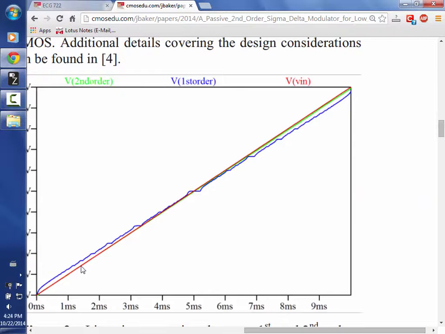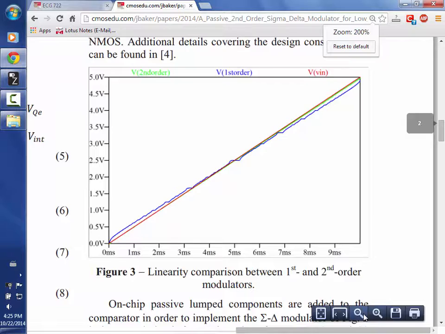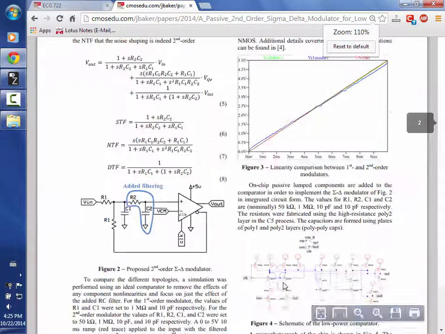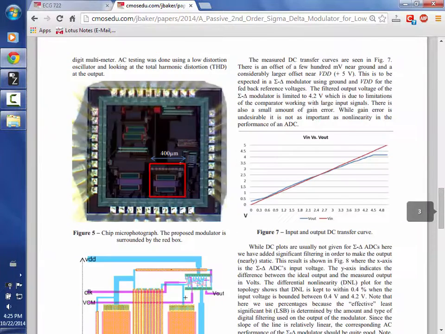You can see pretty good overlap there. So this would be the topology you'd use instead of the basic first order. All right, while we're here, let me show you a few other things. So he laid it out, and then he had a comparator. This was the modulator here.